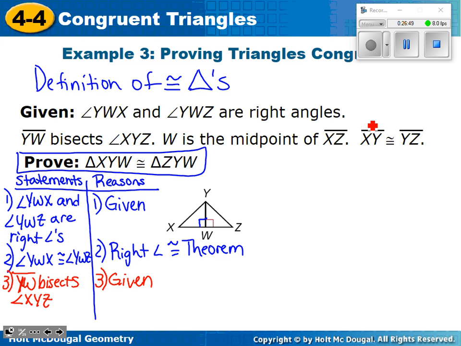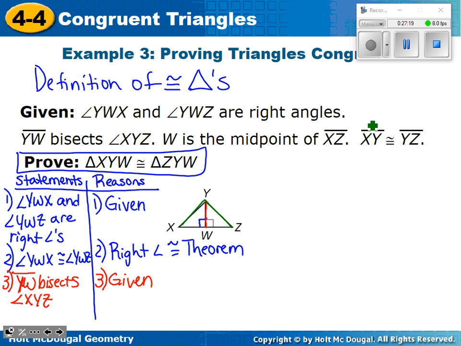It's not bisecting a triangle, it's bisecting what? Not the line at the bottom. It didn't say that the segment was bisected. What's being bisected? The angle. What's doing the bisecting? The segment. YW, this line segment, is bisecting this angle XYZ. So what does it mean to bisect?